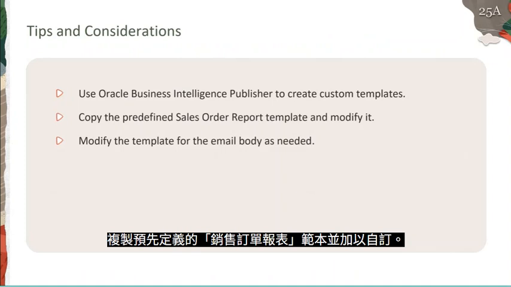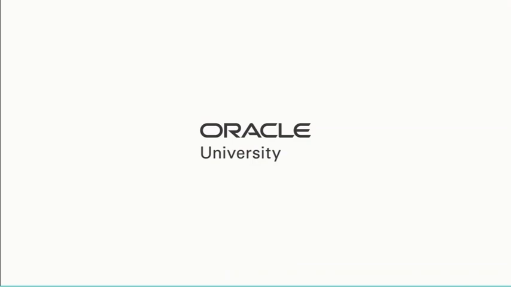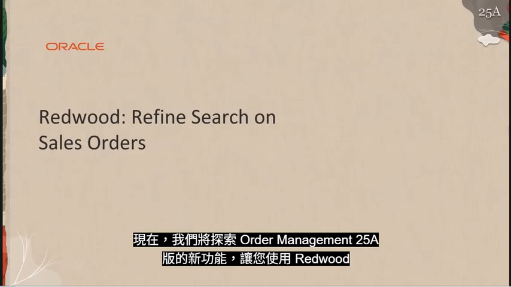Hello, today we will explore a new feature in Order Management Release 25A that lets you refine search on sales orders using the Redwood. With this release, order management pages have been redesigned for sales orders and order lines. You can use search and filters to refine your searches effectively. These updates also introduce additional attributes, enhancing your ability to locate sales orders and order lines with precision.